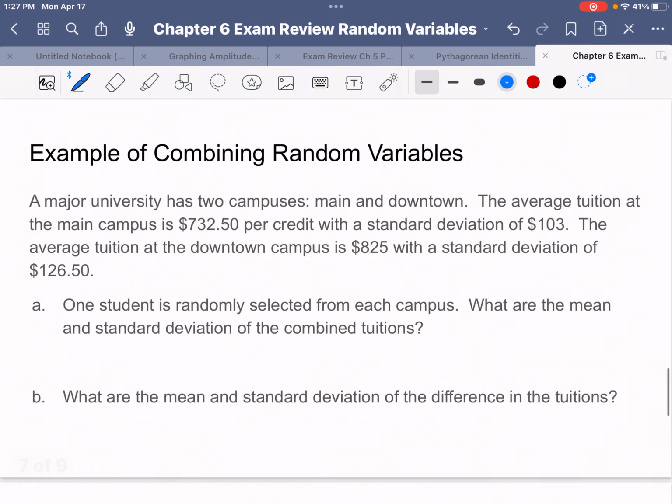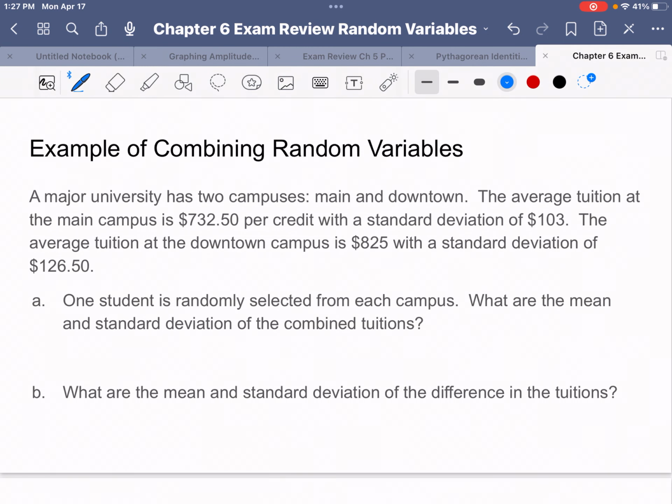A major university has 2 campuses, their main campus and their downtown campus. The average tuition at the main campus is $732.50 with a standard deviation of 103. The average tuition downtown is $825 with a standard deviation of 126.50. One student is randomly chosen from each campus. What are the mean and standard deviation of the combined tuitions?